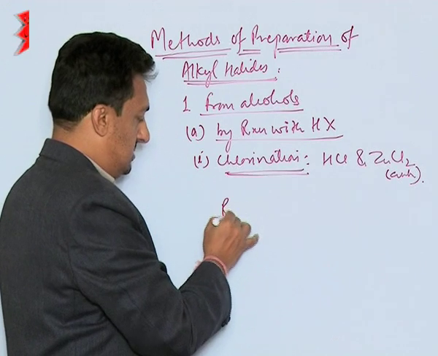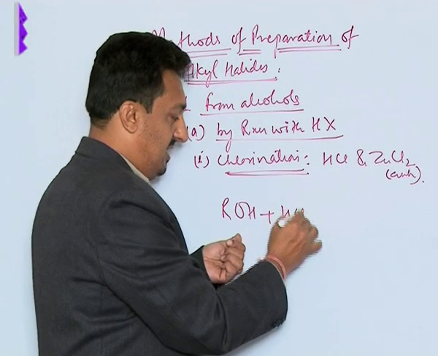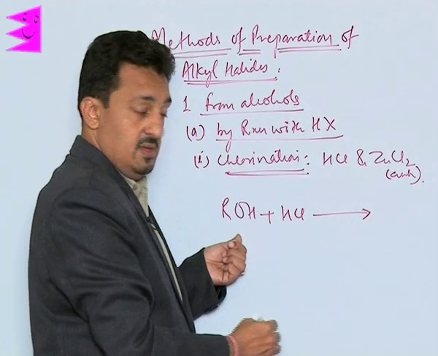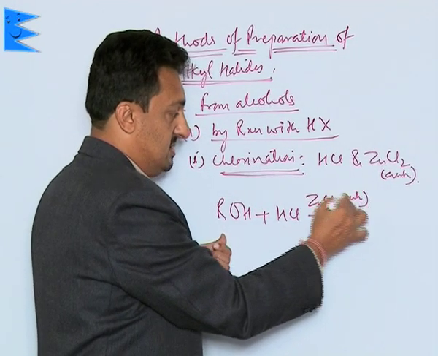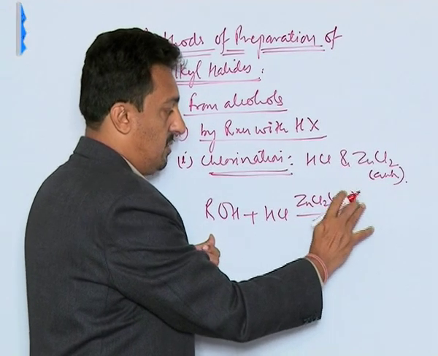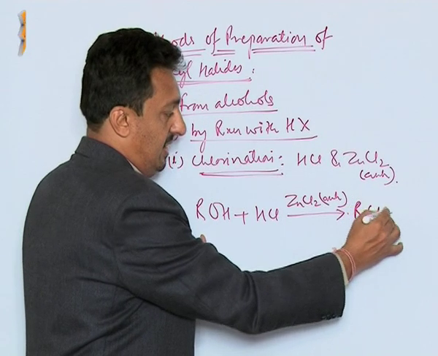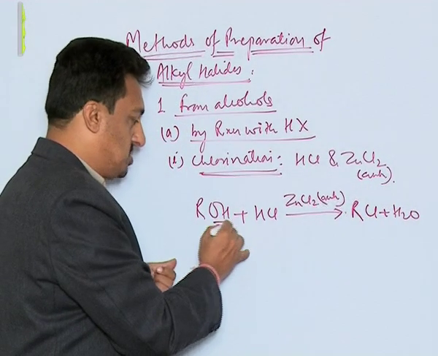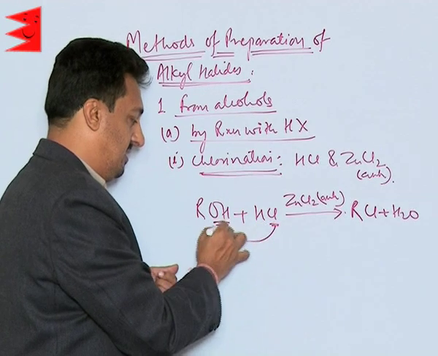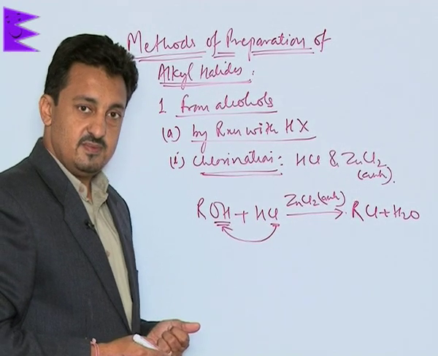What we do is, when any alcohol is reacted with HCl, the reaction is carried out in presence of anhydrous zinc chloride. What we get is the corresponding alkyl chloride plus water. So the OH group is being substituted by the chlorine and the byproduct is water.